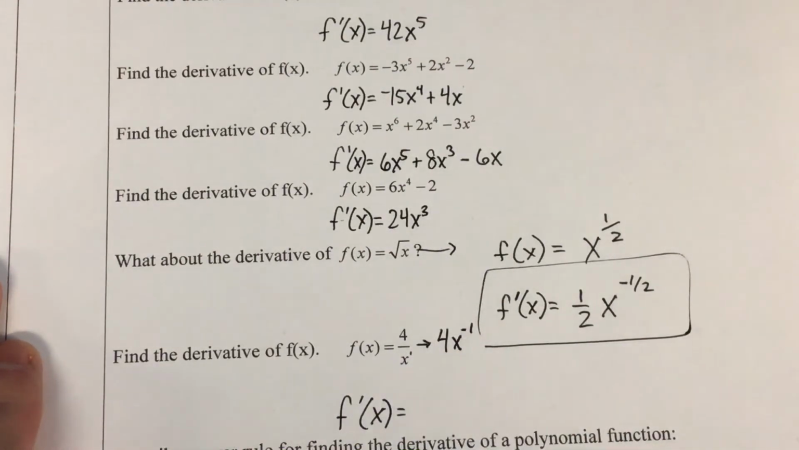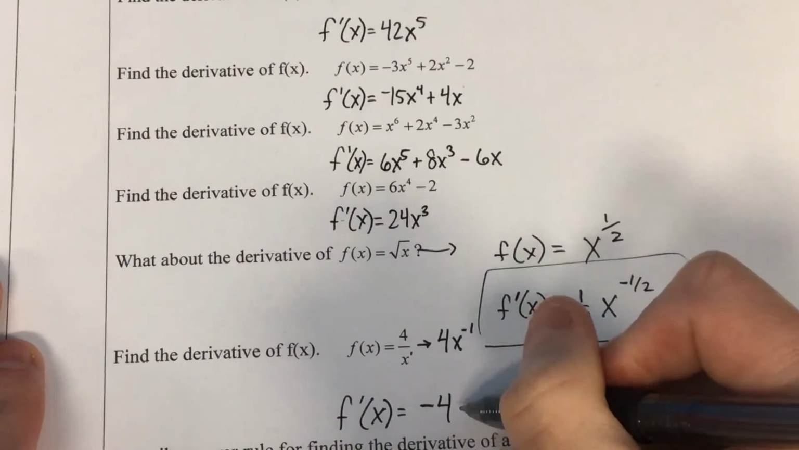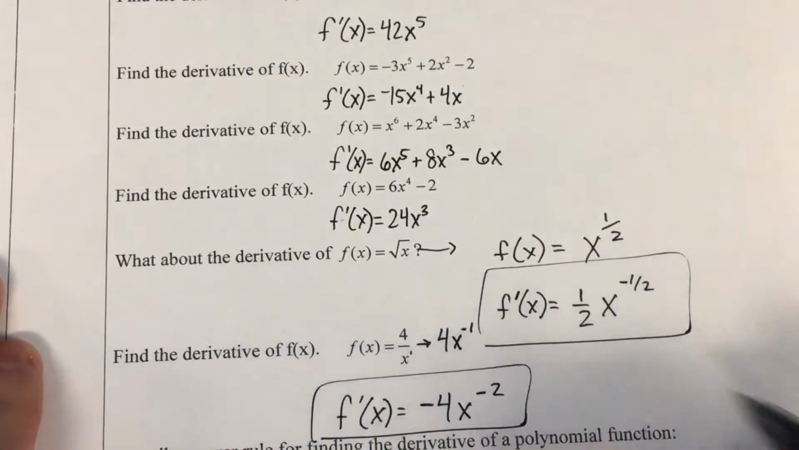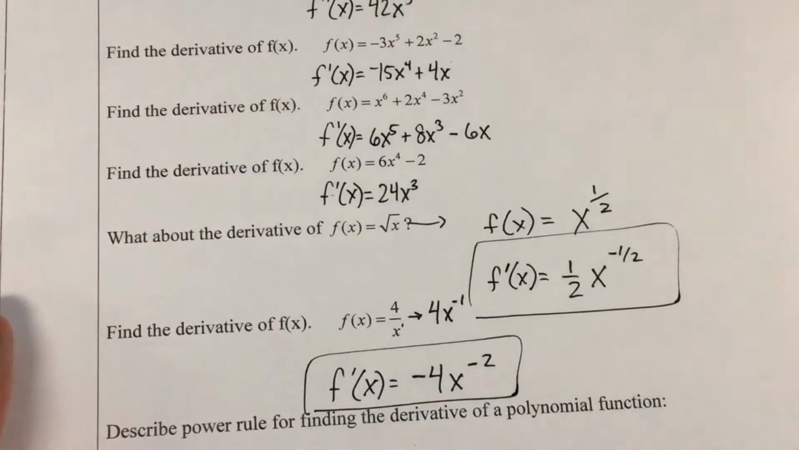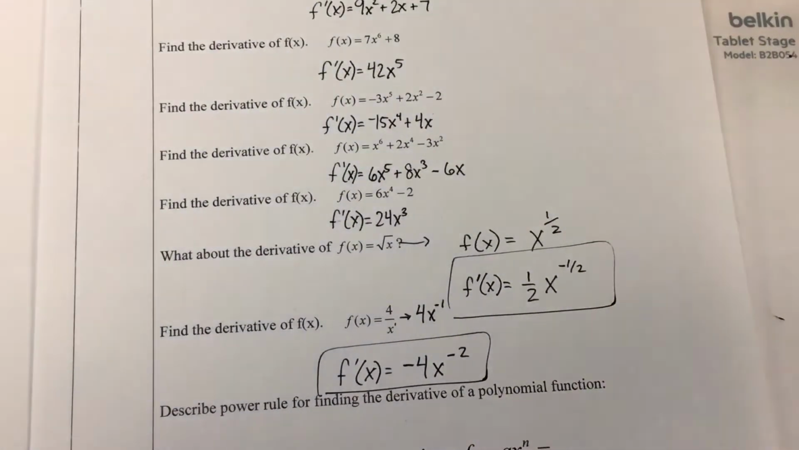So see if you can follow that pattern you used up there, figure it out. So you'd end up with negative 4x to the negative 2 power. So that's the derivative of 4 over x. So you basically figured out how to find simple derivatives in calculus if you figured out that pattern. So we'll do a little bit of practice with that.